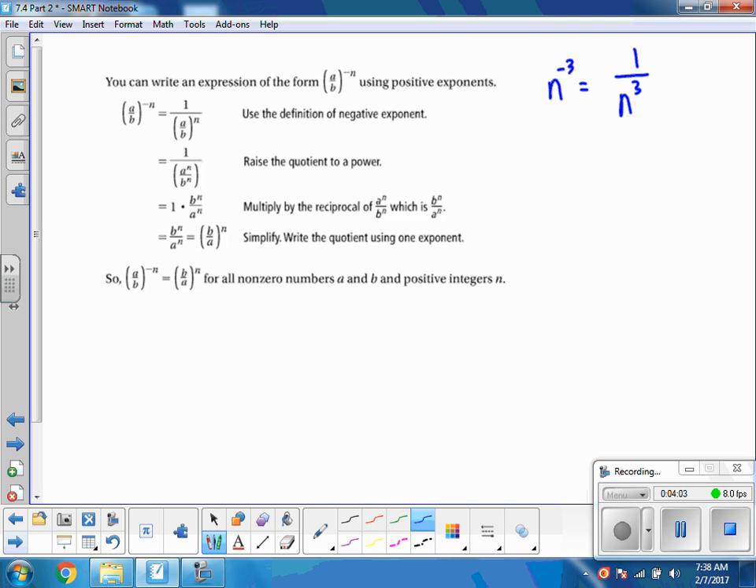Well, that can also happen when we have a fraction. So (a over b) to the negative n can be written as 1 over (a over b) to the n. And then I can distribute the n to both terms again. Now let's keep looking here.